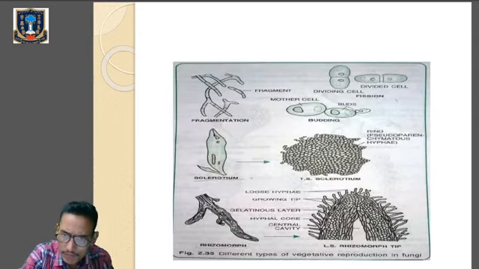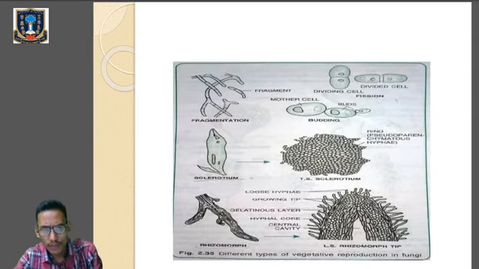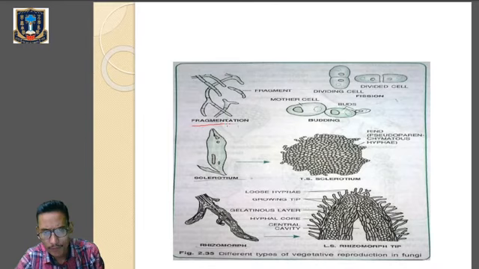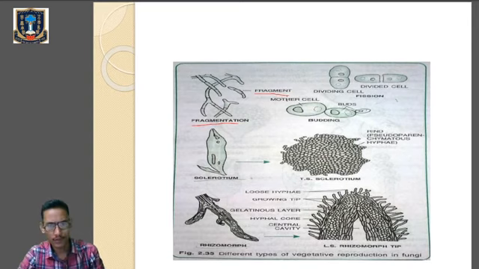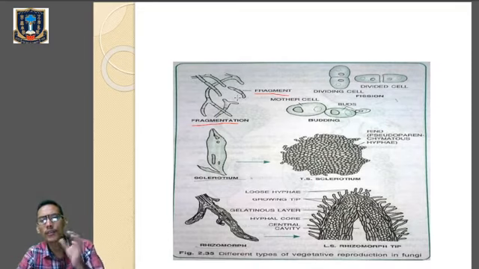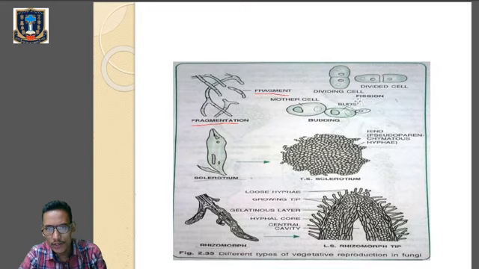I will show you the diagram, it will be easier for you. Look over here, the first one, fragmentation. What happens in fragmentation? You can see the pieces of fragments. The mycelia, or let's say the hyphae, will be broken down into numerous fragments, and each fragment will develop into a new mycelia under favorable conditions. Look at the fission. In fission, can you see the parental cell over here? This is the parental cell.